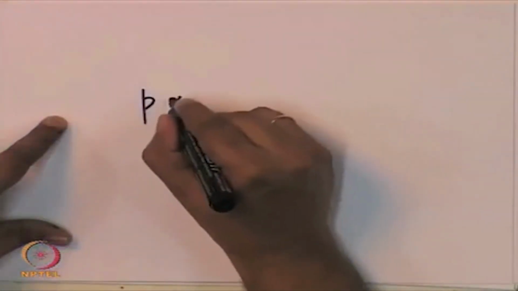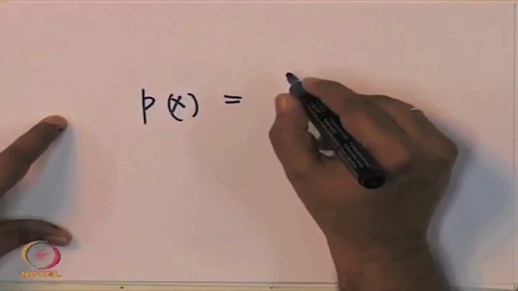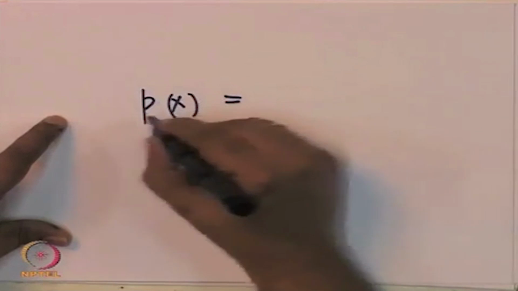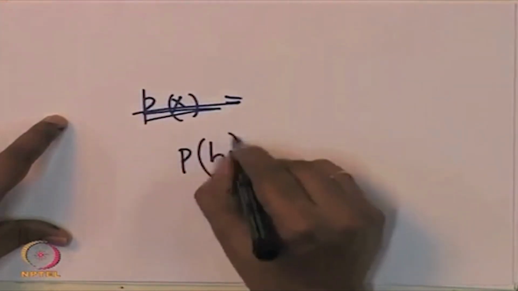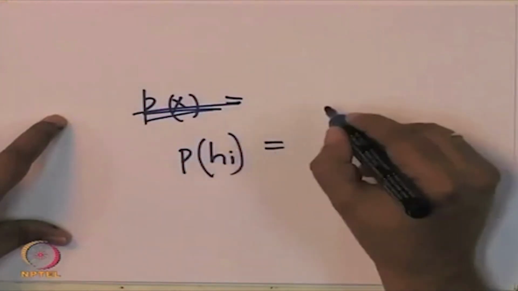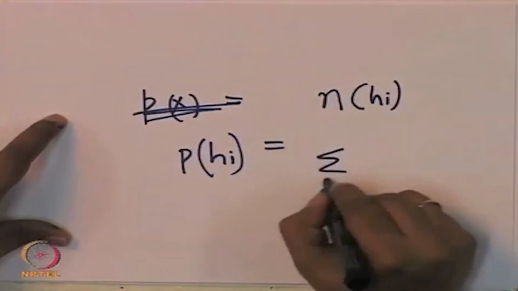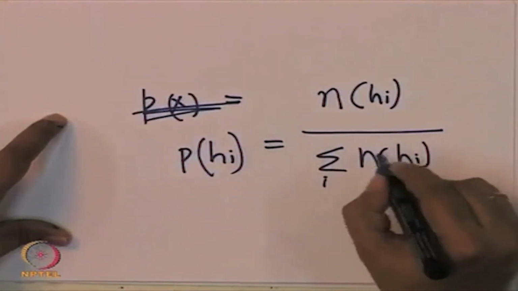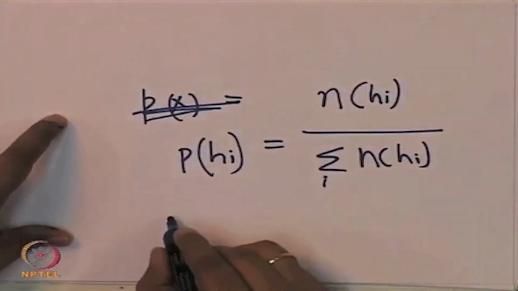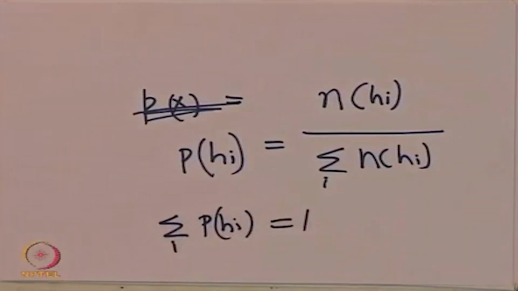When we defined probability in the previous lecture, in the case of P of h I, we had written that this can be written as n of h I divided by the sum over I of n of h I. So, if you now do the sum over I of P of h I, this has to be 1. So, total probability always has to be 1.